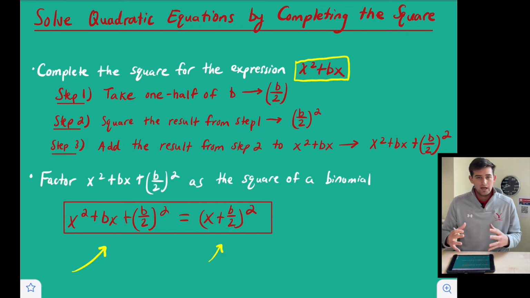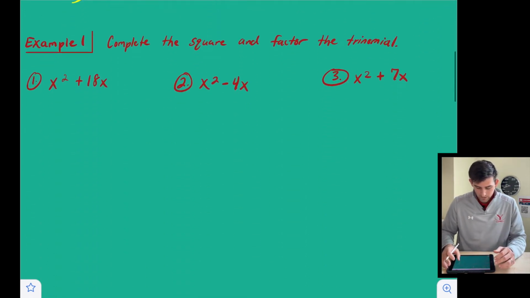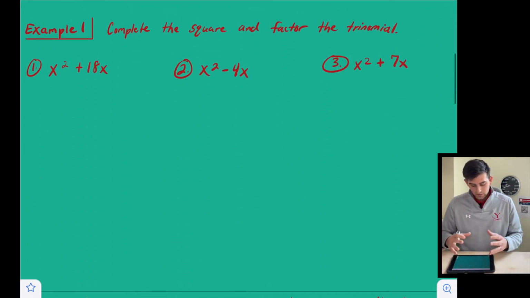So we'll work through that and see some examples of why that factors as a square of a binomial, and then we'll look at a couple examples at the end of how to actually solve a quadratic equation by completing the square. Okay, so let's look at our examples. The first set of examples, we're going to do 3 where we just complete the square and factor the trinomial. So we're not solving the quadratic yet, we're just completing the square.